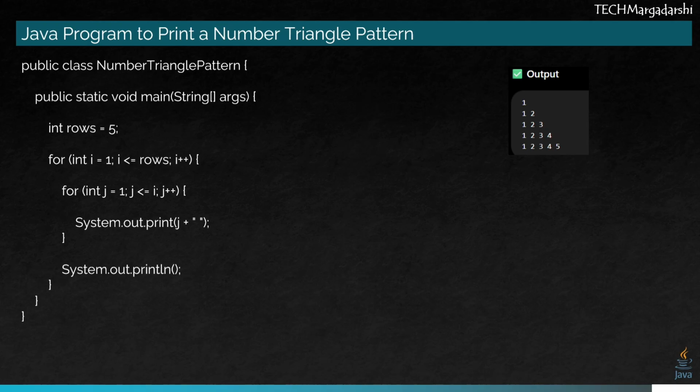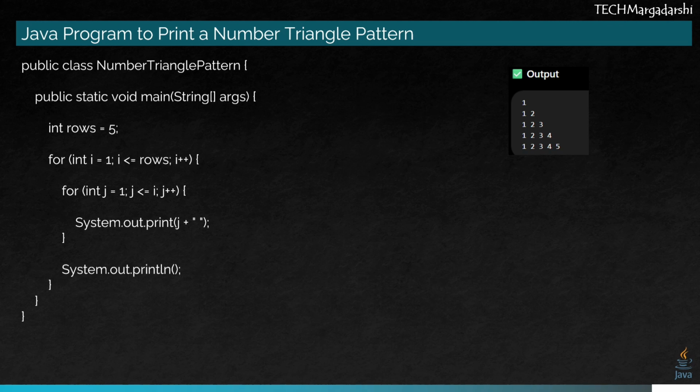Now let's learn how to print a number triangle pattern in Java. Here we take the number of rows as 5 and use 2 nested for loops. The outer loop controls the number of rows, while the inner loop prints the numbers in each row. For the first row, only 1 is printed. In the second row, we print 1 and 2, and the numbers continue increasing with each row until we reach 1 to 5 in the fifth row.